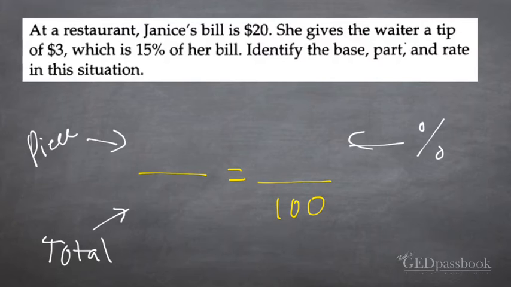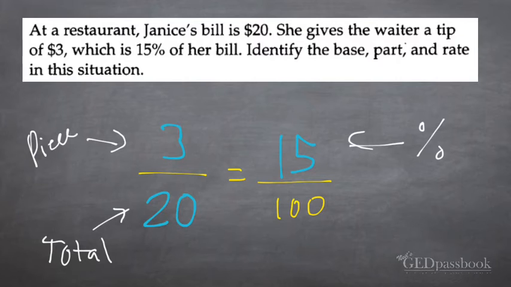What's my rate? 15%. The 15%, right? Rate is always the percent. That's the easy one. Now tell me, what's my base? Your base is 20, because that's the total bill, right? Yeah, 20. What's my part? Because that's the amount of money you left, right?